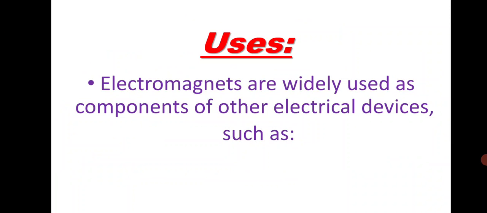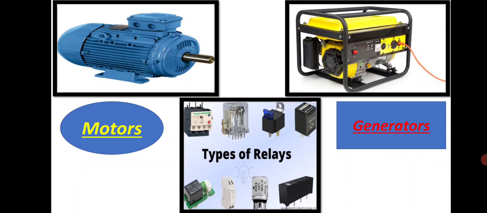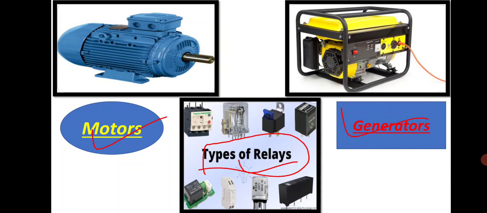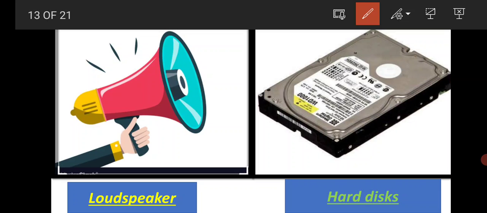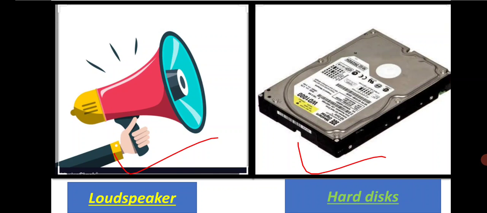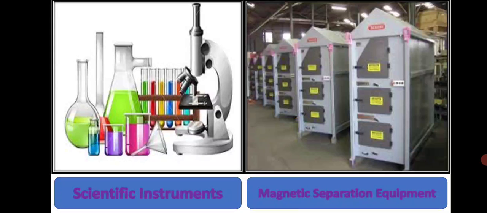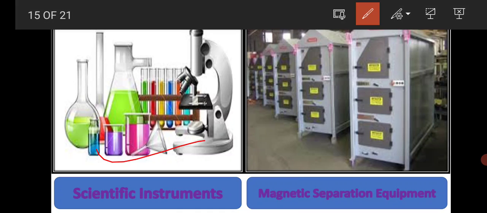Then we discuss uses. Electromagnets are widely used as components of other electrical devices such as motors, generators, and relays. And here in a picture you see that there are different types of relays. Then the loudspeaker and hard disk. And they are also used in the MRI machine. This is an MRI machine, and it is used as a scientific instrument. Here in a picture you see that these are all scientific instruments.